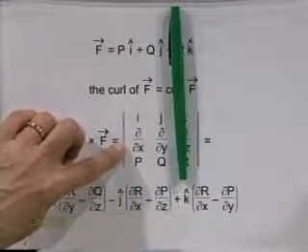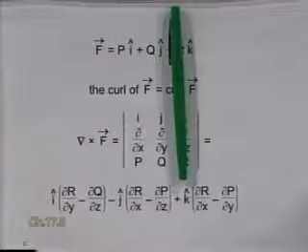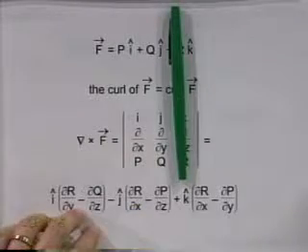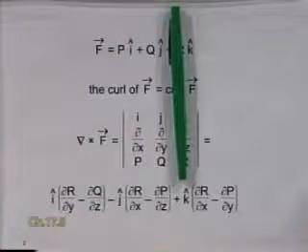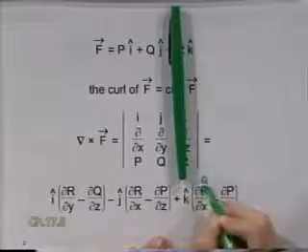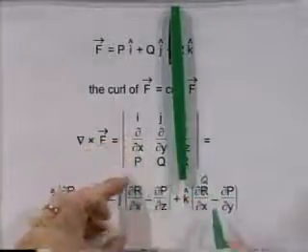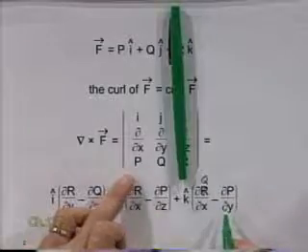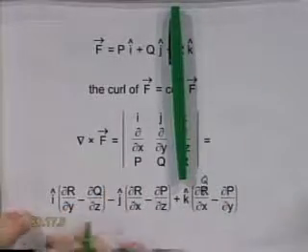She has a little typo here. I didn't notice that when I was proofreading. So those of you at home, when you print it out, it will be fixed. But for right now, this should be partial with respect to x of q minus partial with respect to y of p.